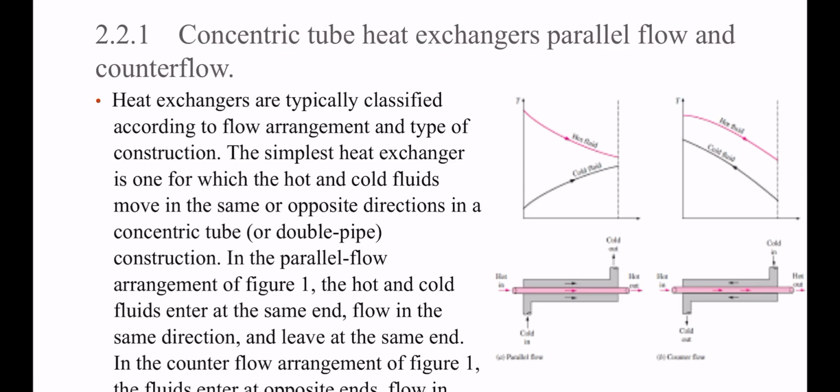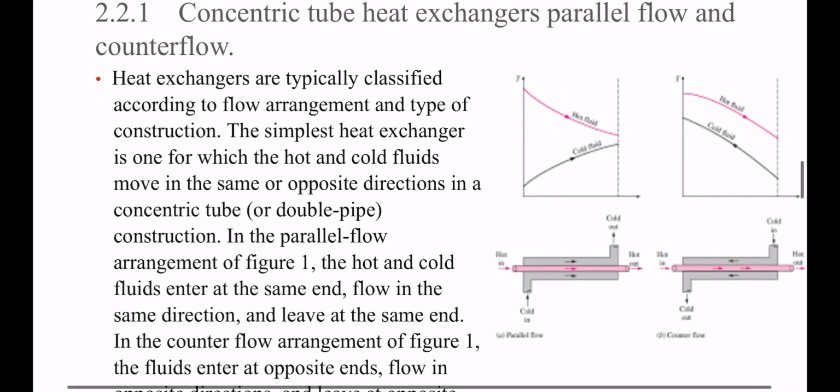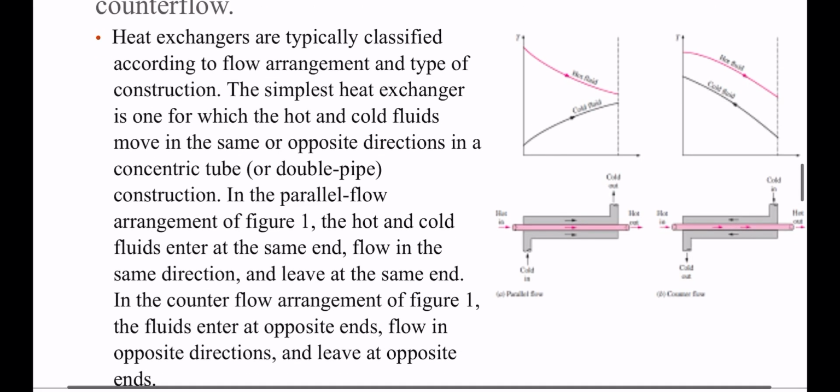So heat exchangers are typically classified according to flow arrangement and type of construction. The simplest heat exchanger is one in which the hot and the cold fluids move in the same or opposite direction in a concentric tube. In the parallel flow arrangement of figure 1, the hot and cold fluids enter the same end, flow in the same direction, and leave at the same end. In the counterflow arrangement of figure 1, the fluids enter at opposite ends, flow in opposite directions, and leave at the opposite ends.